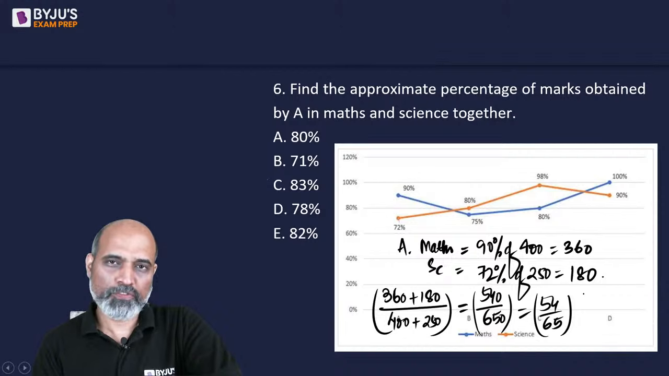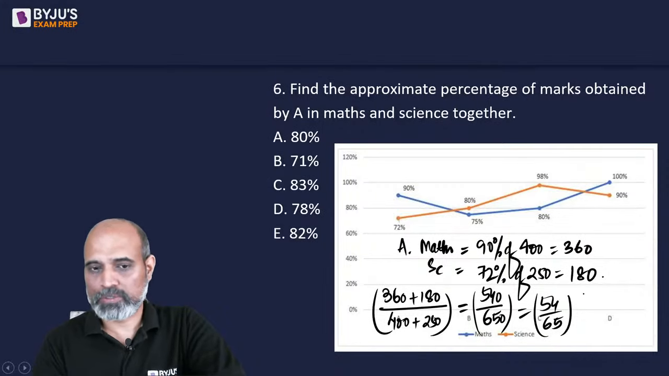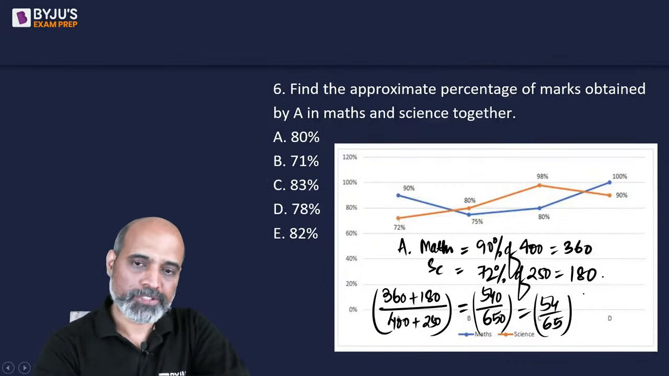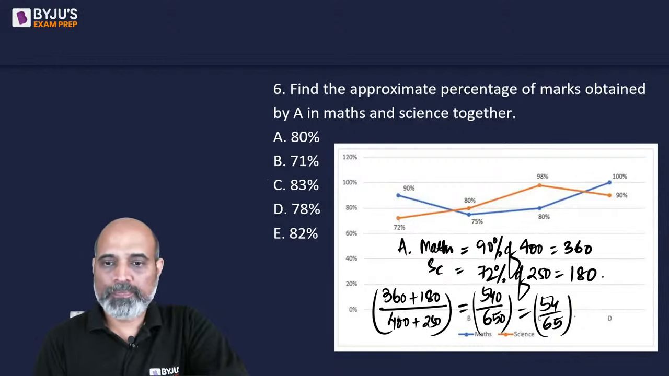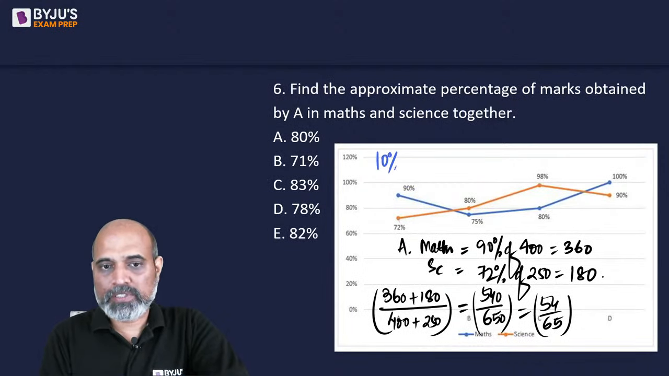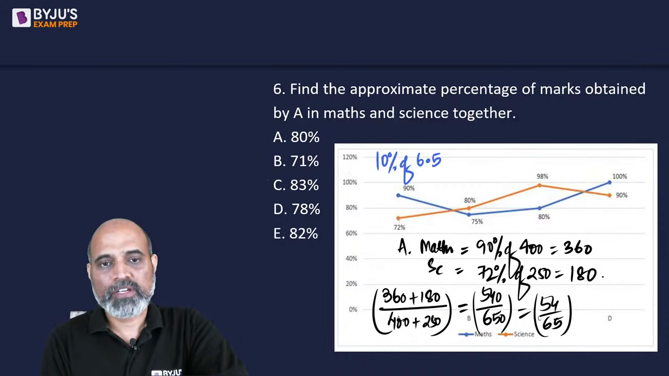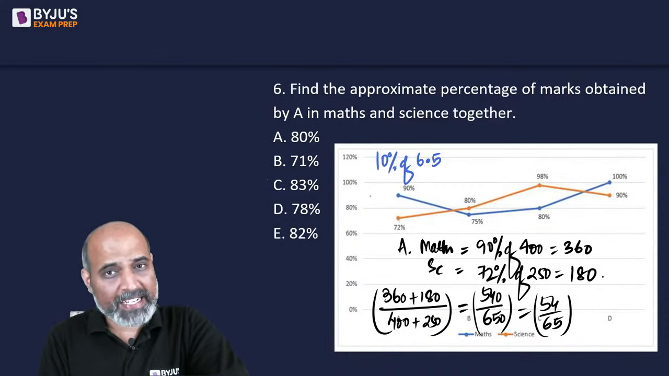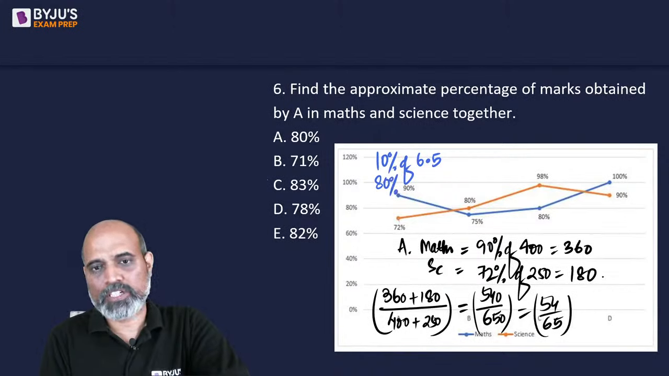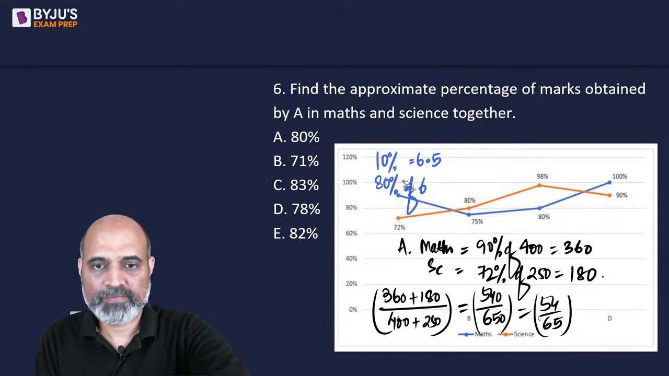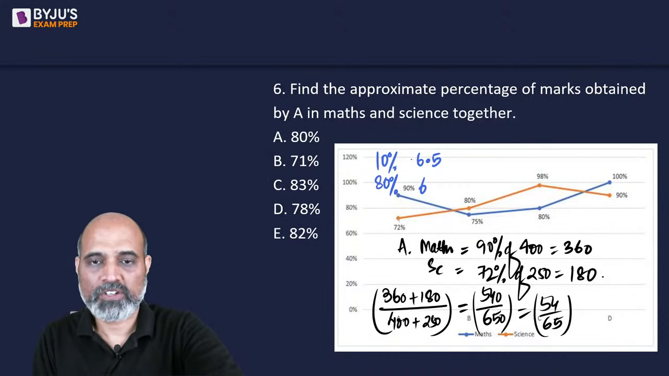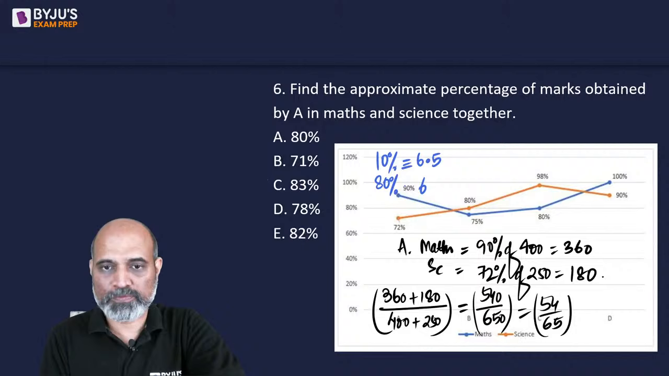I am not confident that approximation will help, because if 80% के आसपास तो है. Okay, since two options are close, so let's do the proper calculation. So let's take the 10% of denominator, which is going to be 6.5. Since options are close to 80, so we will calculate 80% of 650, not 8%, 80% of 6.5.